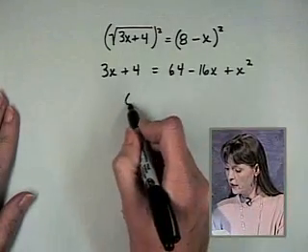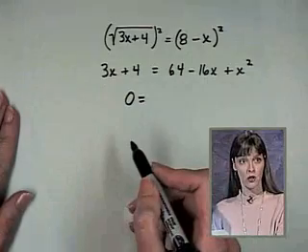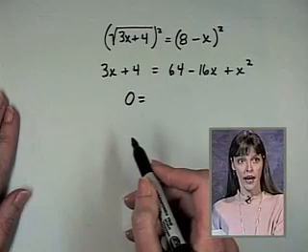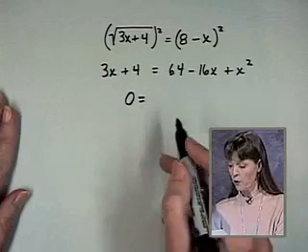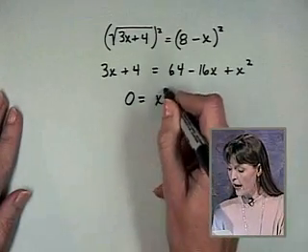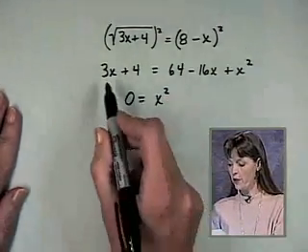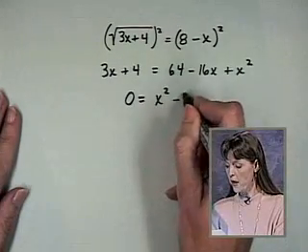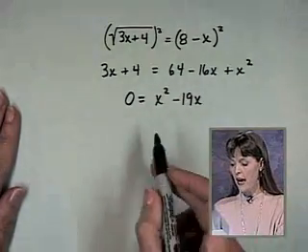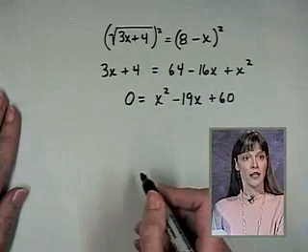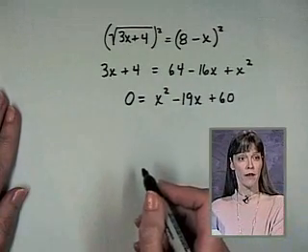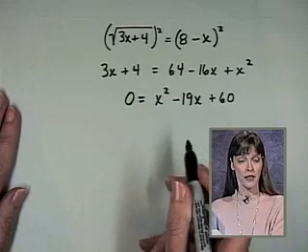And in doing so, I'm going to subtract 3x from both sides of the equation, and 4. I'll also reorganize to put the x squared term first. So we're going to have 0 equals x squared, subtracting 3x gives us minus 19x, and subtracting 4 gives plus 60. Next, we're going to consider whether we can find factors of that quadratic.